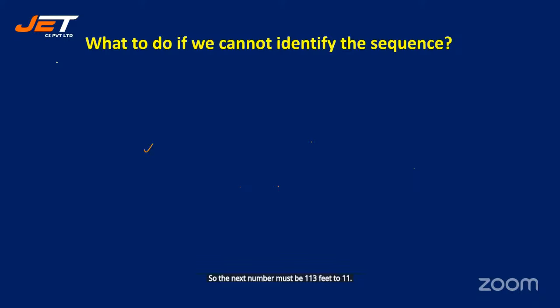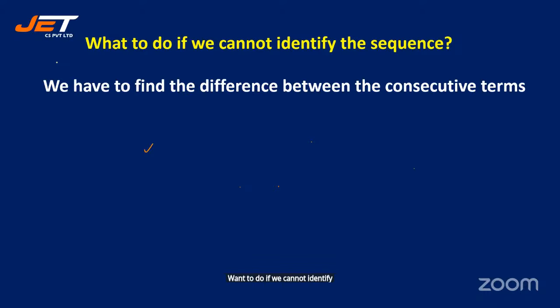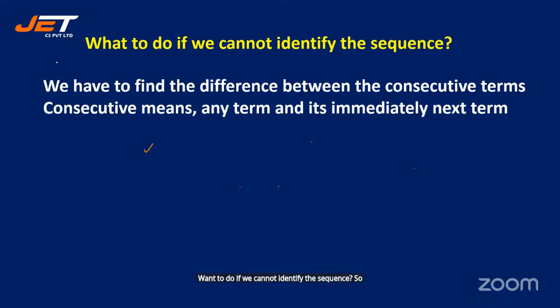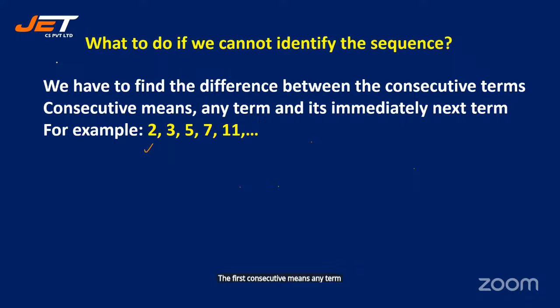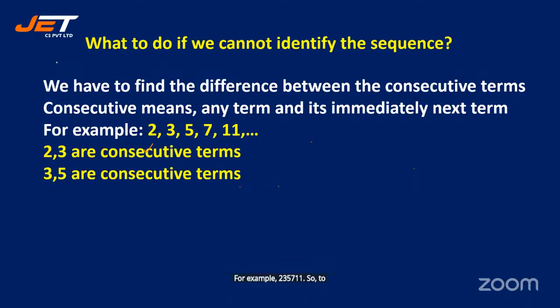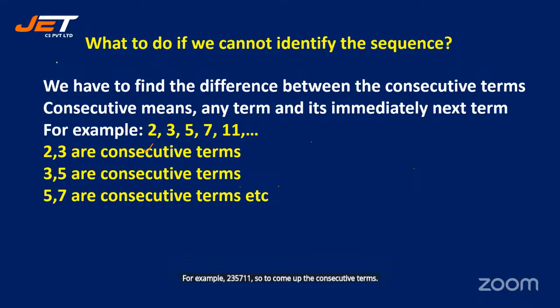All right, here's the next question. What to do if we cannot identify the sequence? We have to find the difference between the consecutive numbers. Consecutive means any term with its immediately next term. For example, 2, 3, 5, 7, 11. So 2, 3 are consecutive terms. 3 and 5 are consecutive terms. 5 and 7 are consecutive terms.